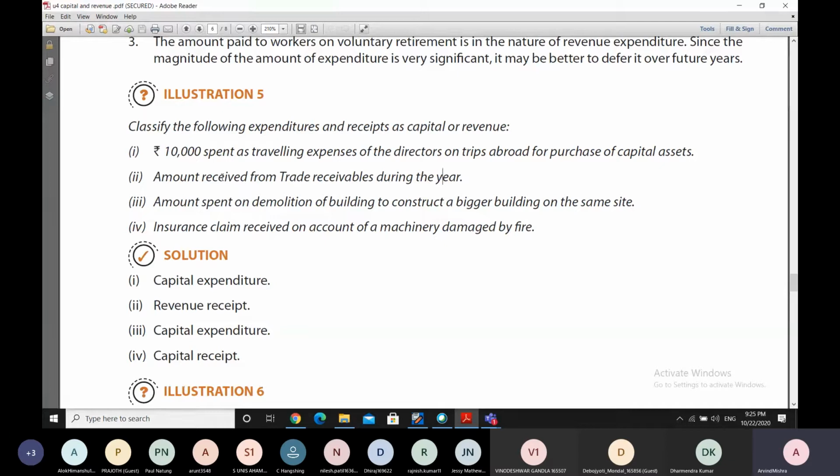Amount spent on demolition of building, number 3 of illustration 5. Amount which is spent on the demolition of a building to construct a bigger building. Now, when a bigger building is to be constructed, the old building has to be demolished. So whatever expenditure is being made to demolish the older building is in fact going towards the construction of a bigger building basically on the same site, and therefore the amount on demolition will also be a capital expenditure in nature.